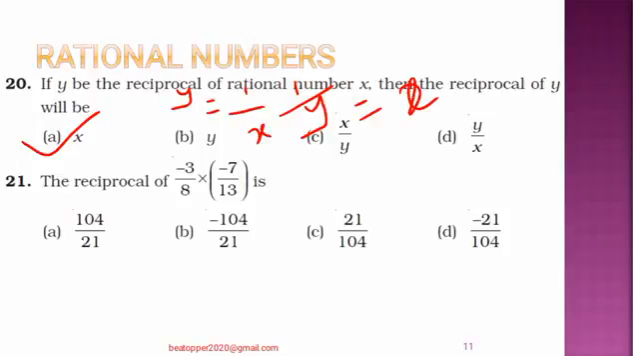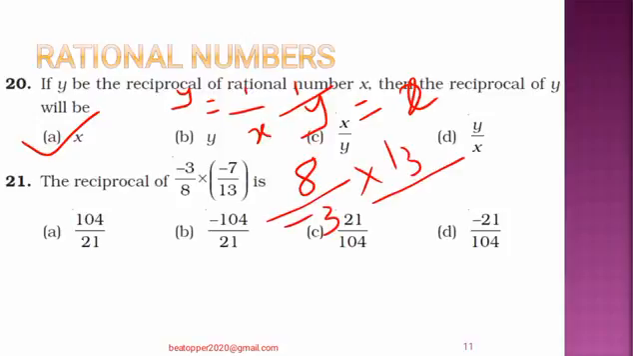The reciprocal of minus 3 by 8 into minus 7 by 13 is. So we have to take the reciprocal of each number, that is 8 divided by minus 3 into 13 divided by minus 7. So 8 into 13 is equal to 104, and minus 3 into minus 7. Both are negative numbers, so the product is positive. So 104 divided by 21 is the answer.